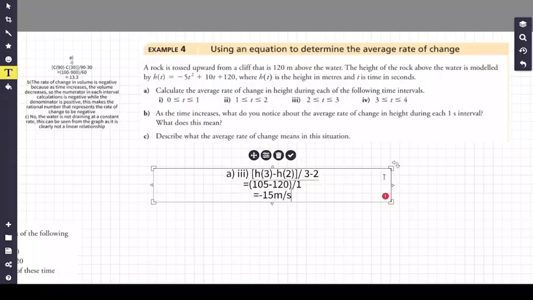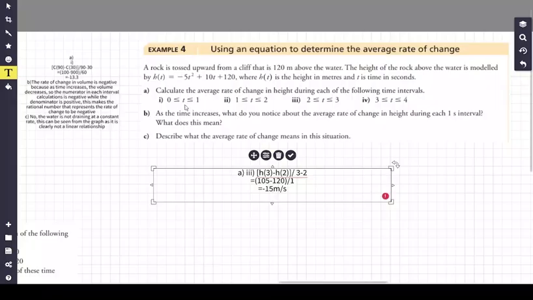Let's think about this. So at time 2 or 3, the rate of change is negative, meaning that the rock is falling down. Does that make sense? That surely does make sense, right? It's falling down. Okay, and as time increases, what do you know about the average rate of change in height during each 1 second interval?